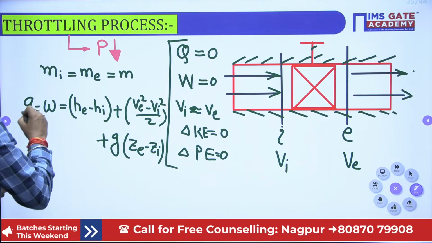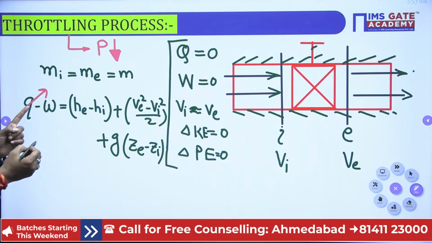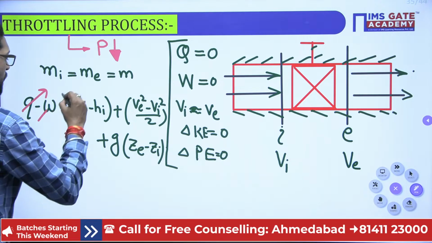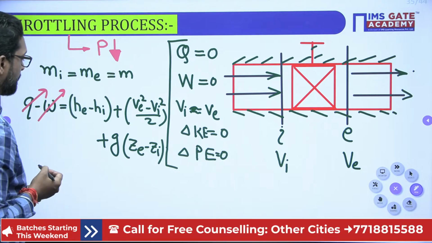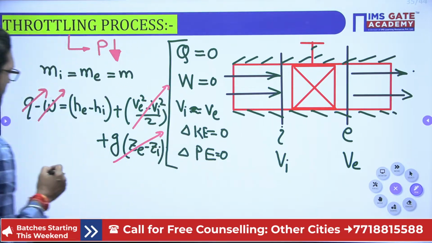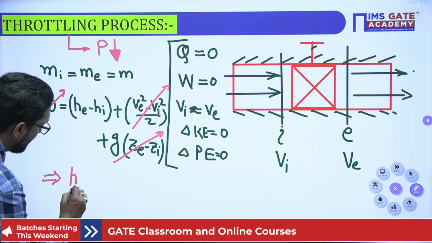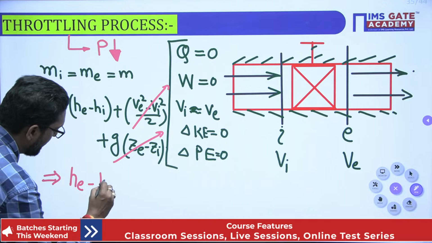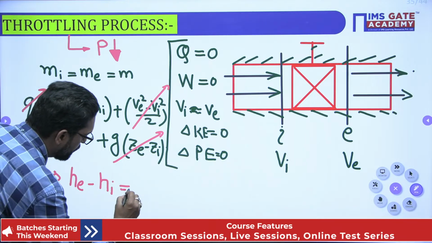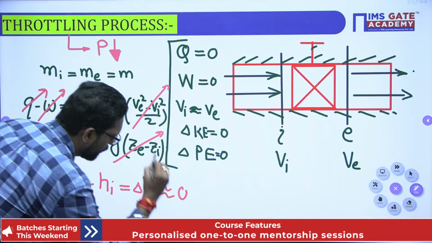Now, there is no heat transfer. Why? Because it is adiabatic. There is no work transfer. Why? Because there are no working devices installed. There is no change in kinetic energy, no change in potential energy. See, my dear, this is very important. That means HE minus HI, that means delta H, is approximately 0.